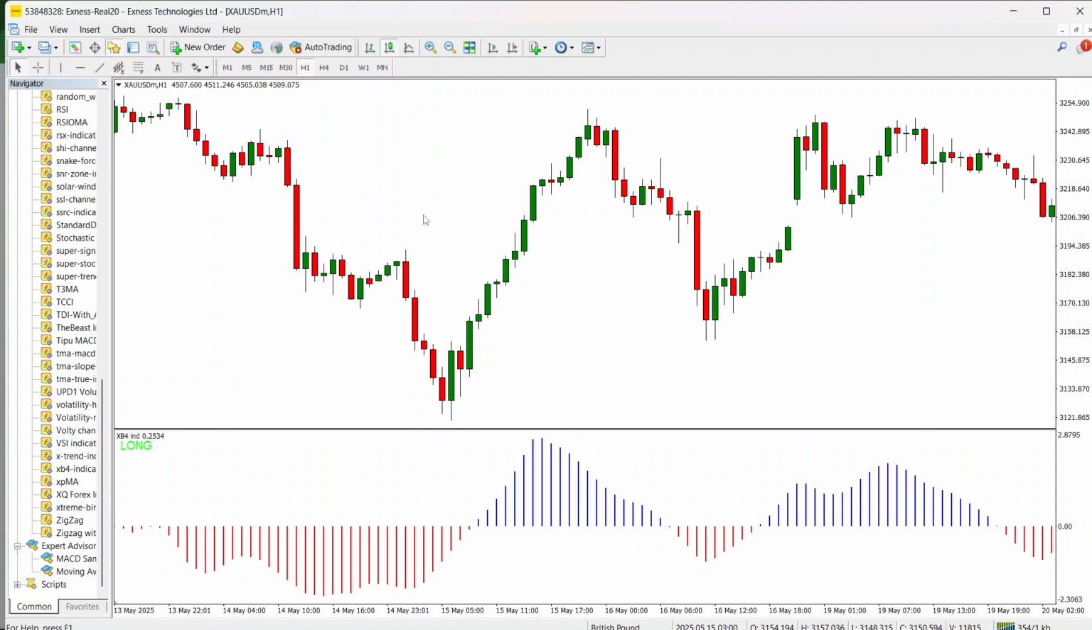This overview from the Forex Geek highlights how an MACD style histogram with zero level reference and color coded bars can provide simple trend identification for short term trading strategies.